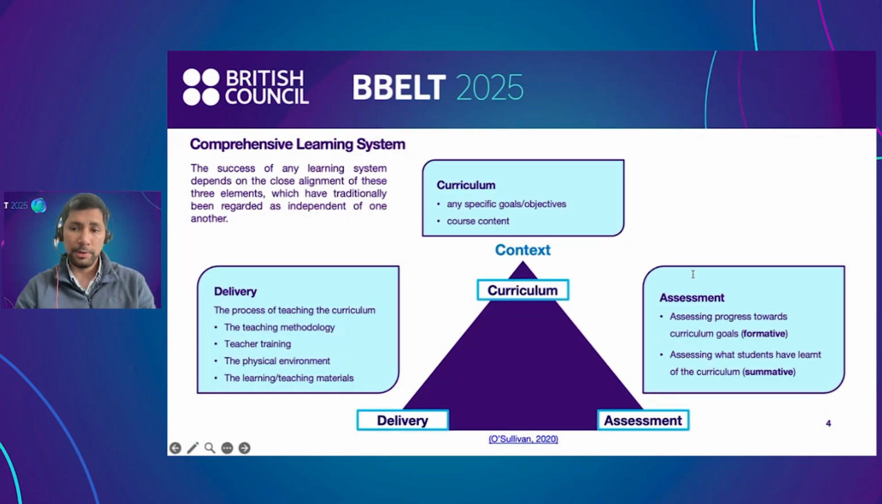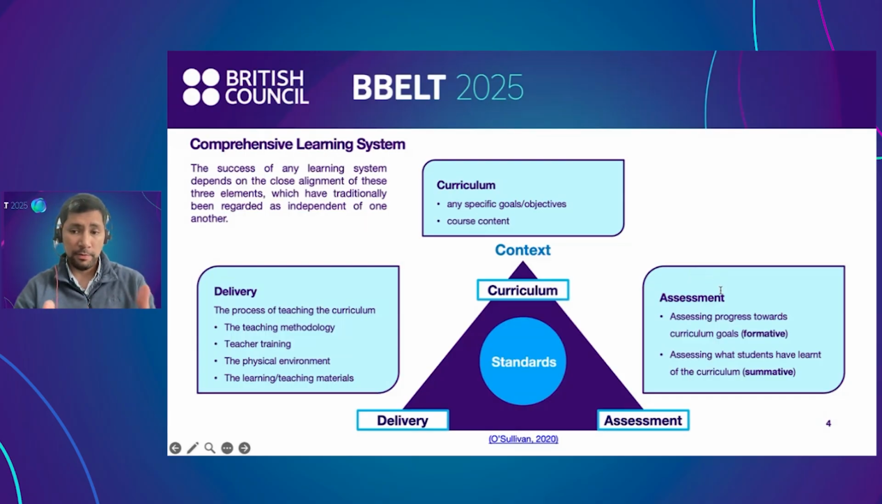Now, these three elements are of equal importance and must be aligned to a set of clearly defined standards for language proficiency for learning to be effective. So the three elements have to be in harmony and should all directly relate to the standards. If there's misalignment, the system will be under threat.